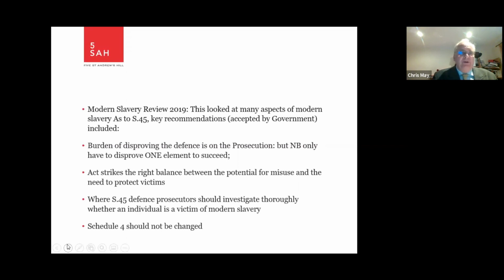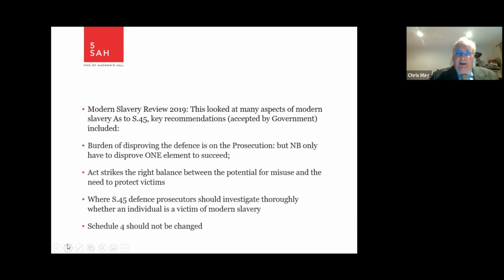The review also concluded that the Act strikes the right balance between the potential for misuse or abuse by an unscrupulous defendant and the need to protect victims. And it also, and this I think is an important recommendation, one of the recommendations was that where there is a Section 45 defence, prosecutors should investigate thoroughly whether an individual is a victim of modern slavery.